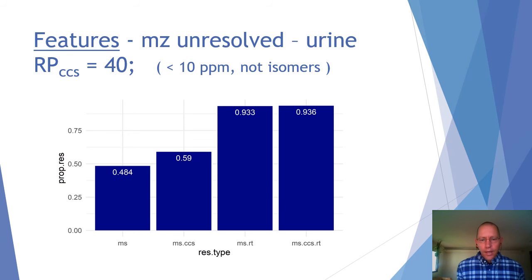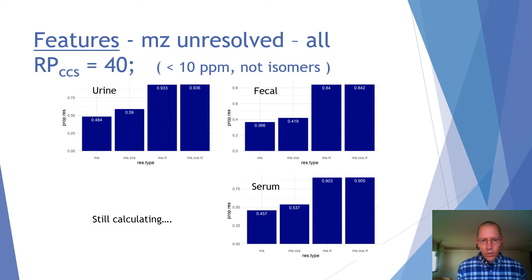And if we use all three dimensions, we get up to about 94%. So this is telling us that we are seeing a bump, that CCS is providing additional resolution to mass spec alone in the absence of chromatography by about 20%. And if we add CCS to chromatography and mass spectrometry, we see a relatively small increase in the number of features that are resolved.